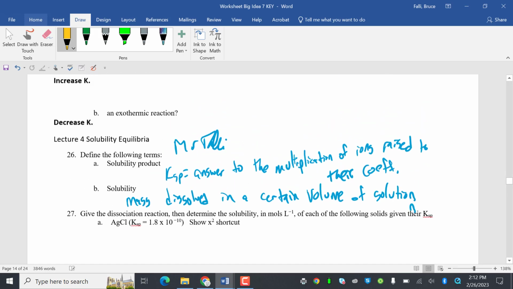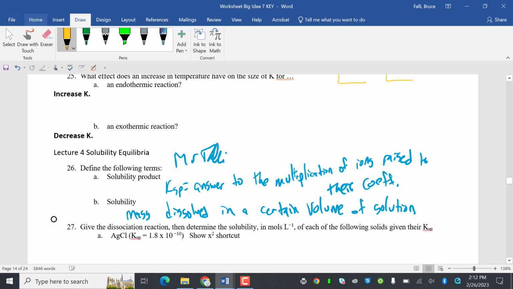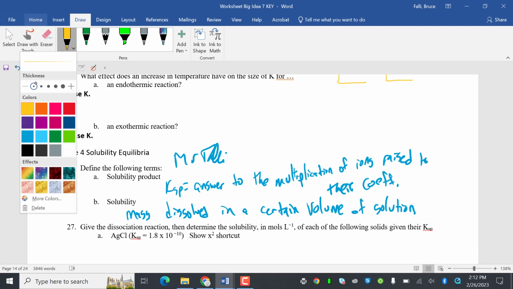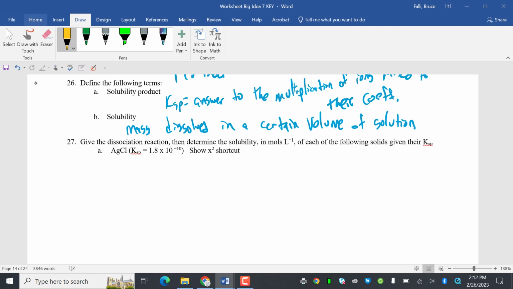Give the dissociation reaction, then determine the solubility in moles per liter of each of the following, given Ksp. The dissociation reaction is AgCl turns into Ag positive plus Cl negative. And that gives us the Ksp. So I have initial 0, 0, change minus x, plus x, plus x. Notice that my coefficients are 1, so it doesn't really do much. I don't care, x and x.